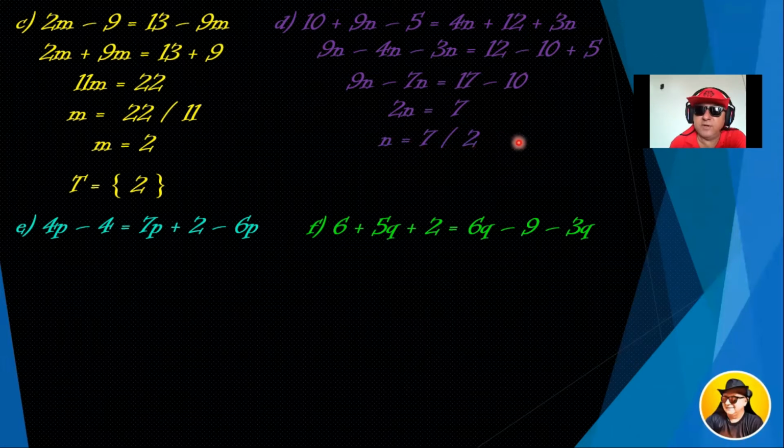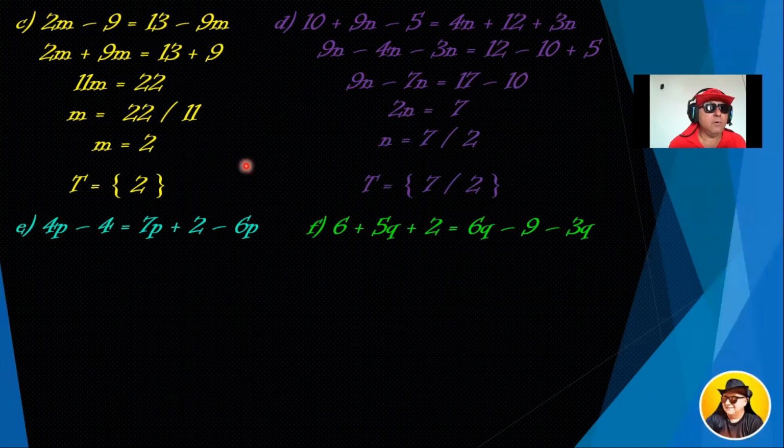Now, for the first time, we cannot divide exactly, and you cannot simplify, neither. So what do you do? You give the answer like a fraction. See, so our true set is 7 over 2.